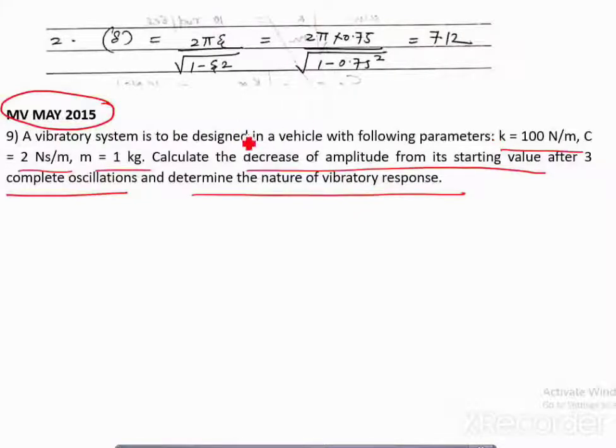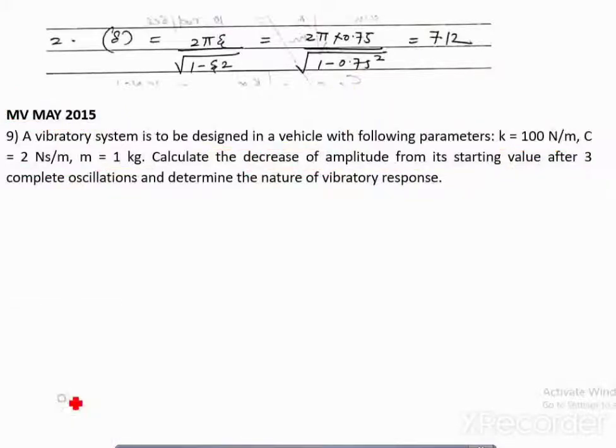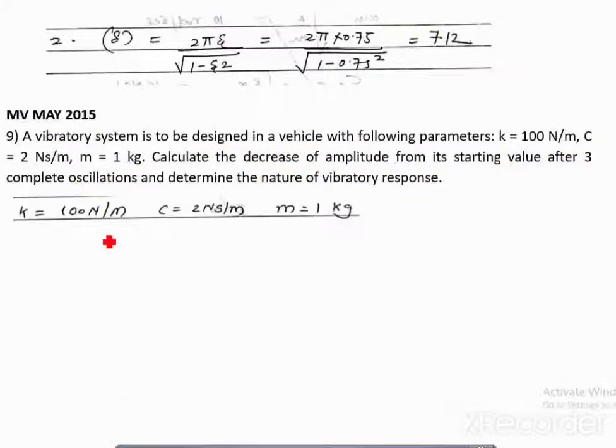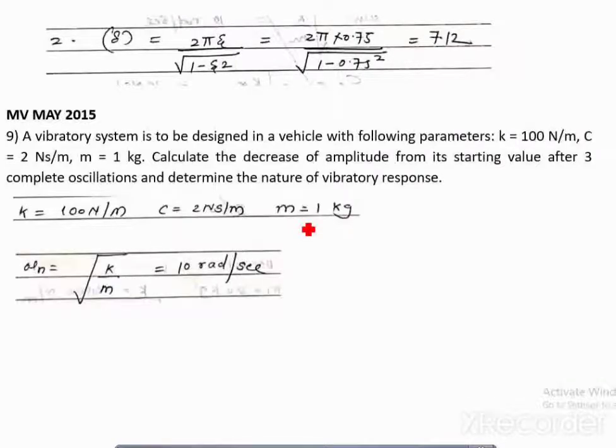Now basically you are designing this for a vehicle. So for a vehicle, it is always underdamped, because zeta is always less than 1 and greater than 0 in a vehicle, because we are always using an oscillatory response. So let's start. K is equal to 100 Newton per meter, C is equal to 2 Newton seconds per meter, and M is equal to 1 kg. So this is given. First step, find omega n, the natural frequency. Whenever K is given and M is given, straightforward calculate omega n. This is always your first step.